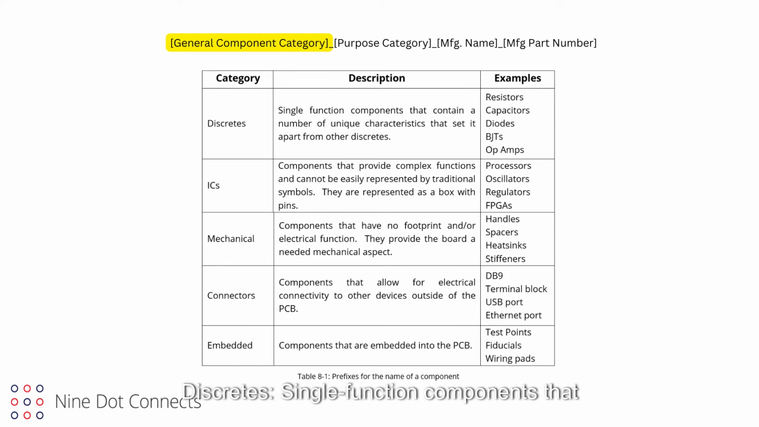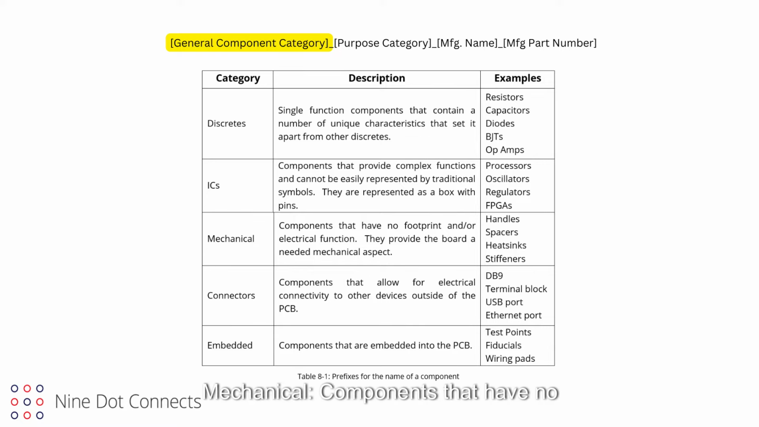Discretes, single-function components that contain a number of unique characteristics that set it apart from other discretes. For example, resistors, capacitors, diodes, BJTs, and op-amps. ICs, components that provide complex functions, and cannot be easily represented by traditional symbols. They are represented as a box with pins. For example, processors, oscillators, regulators, and FPGAs.